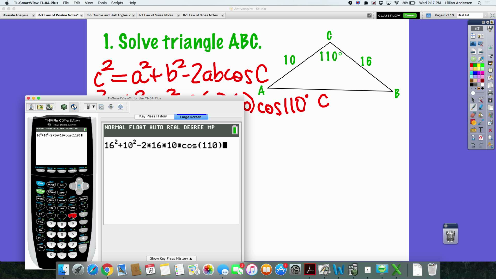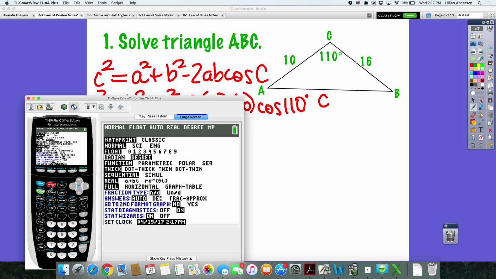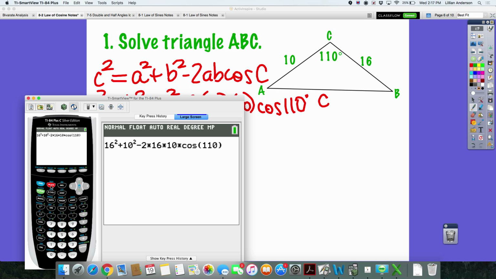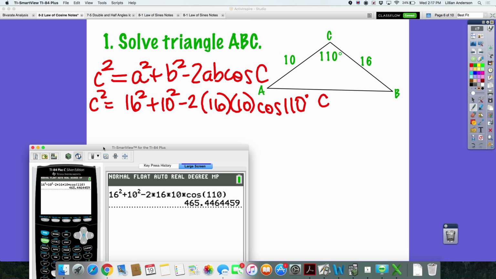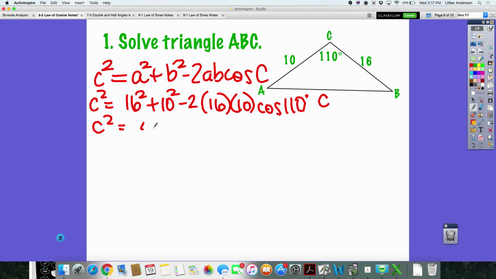Yes. And we always want to double check, especially if you're using one of my calculators, that you're in degree mode. So let me go back and check. I am in degree mode. If you're not, all you do is go down, make sure degree is highlighted by clicking enter. So I'm going to click enter to see what I get, and I get this large number. Did everybody get this number? Yep. So c squared equals 465 point something.